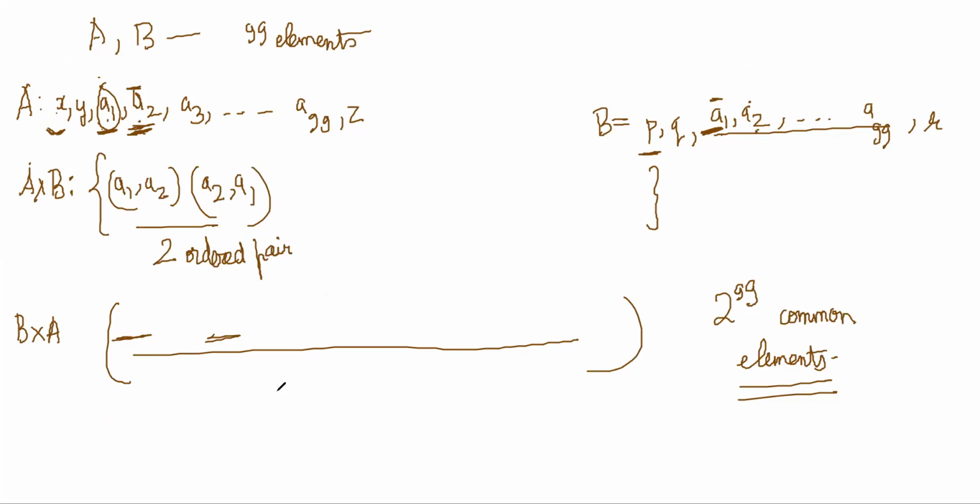So that's why when there was a smaller group, we got two common elements, and we got 2 power 2, that is 4, common elements in A cross B and B cross A. You can ask any other questions also if there are.